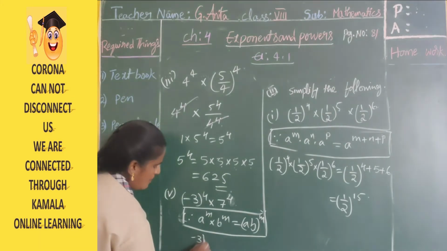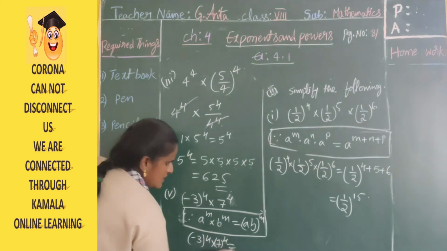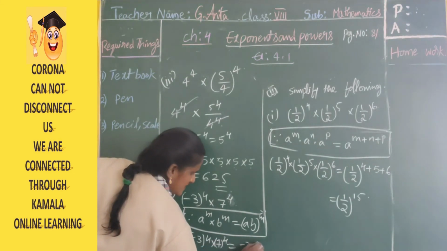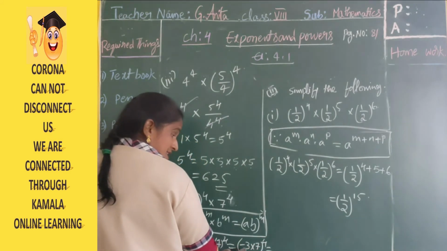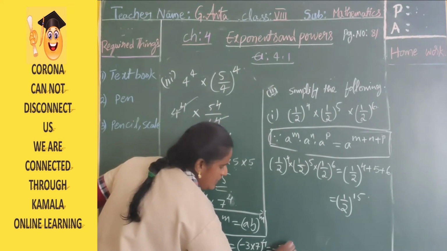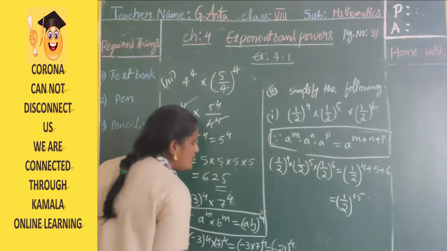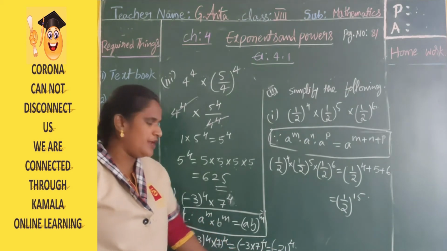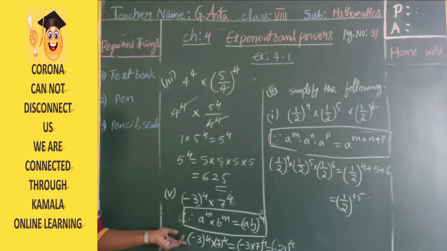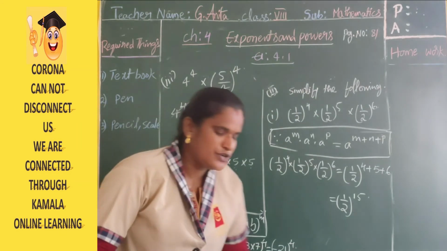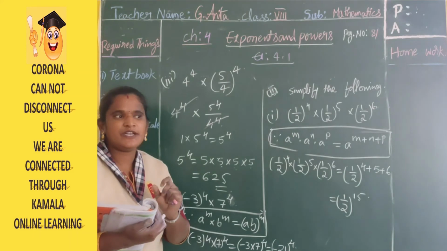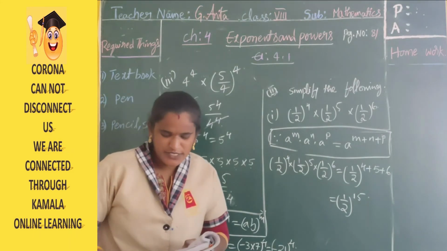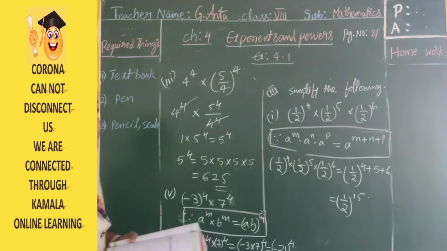So (-3)^4 into 7^4 can be written as (-3 into 7)^4. So it should be equal to -3 7s are 21, (-21)^4. So multiplication is not required. Keep like that only. Okay, got it, students? Understood? In second bit, fifth one. So remaining problems you have to do. If you understood these formulas, you will get the remaining problems also. Okay, students. Next, I am going to start third bit.